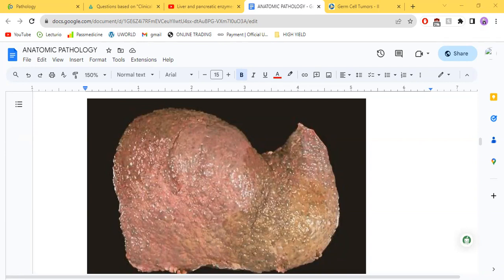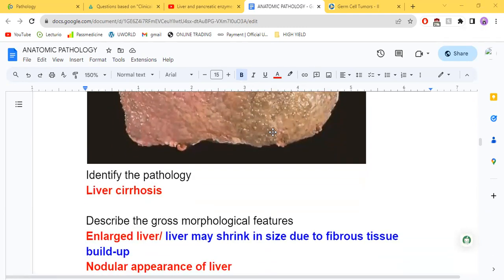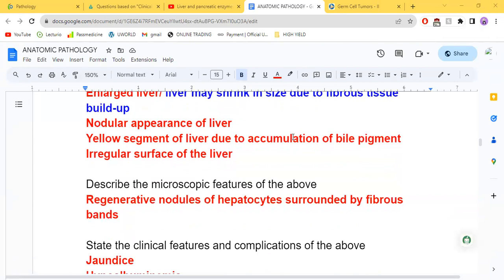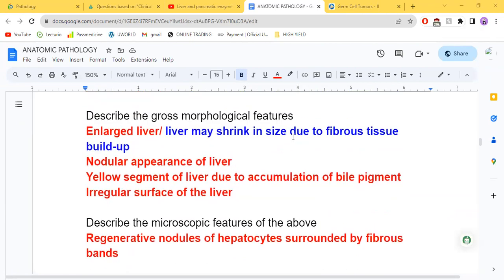Also, the surface is irregular, of course. Someone already told us that. Now, for the microscopic features, someone help us describe them. We already mentioned one, the regenerative nodule, and the fibrous band. Okay. State the clinical features and complications of the above pathology. What are some of the clinical features that we expect people with this pathology to come with to the hospitals?